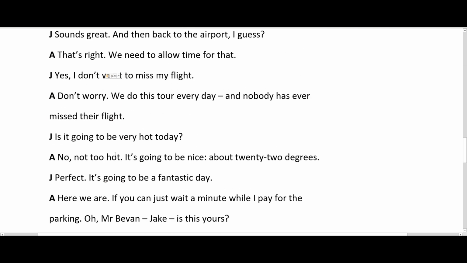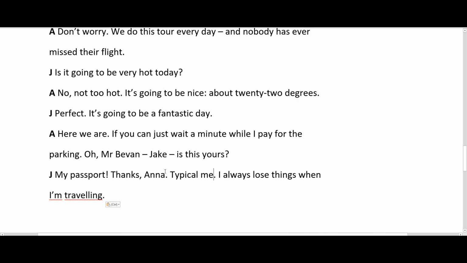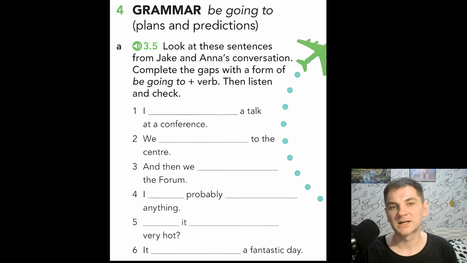Such was the dialogue. Great, let's move on. Part 4. Grammar. Be going to, plans and predictions. Part A. Look at these sentences from Jake and Anna's conversation. Complete the gaps with a form of be going to plus verb. Then listen and check. Look, it's a kind of tricky thing here.